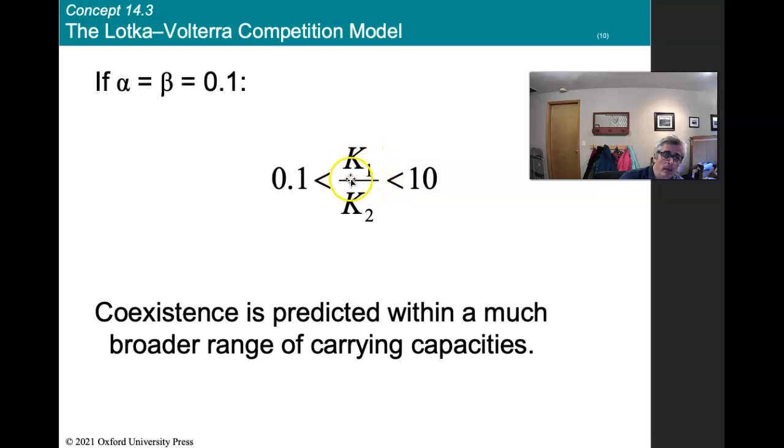If we have a carrying capacity here of, I want something just under 10, of 100 divided by a carrying capacity of 15, that would still be less than 10. And so it gives us a much wider range of carrying capacities because their impact on one another is a fair amount less. And so this gives us a broader range of carrying capacities that can be supported under coexistence.